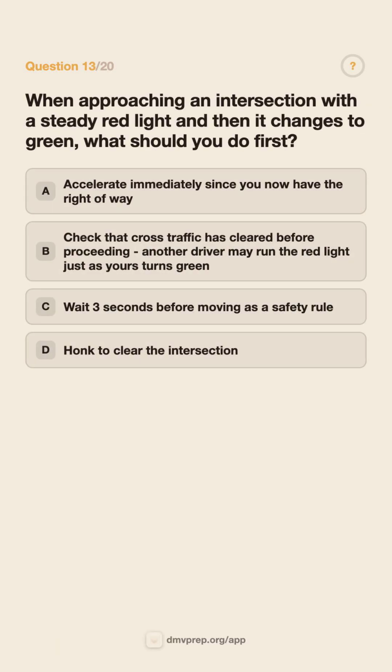Question 13. When approaching an intersection with a steady red light and then it changes to green, what should you do first? A. Accelerate immediately since you now have the right-of-way. B. Check that cross traffic has cleared before proceeding. Another driver may run the red light just as yours turns green. C. Wait 3 seconds before moving as a safety rule. D. Honk to clear the intersection.